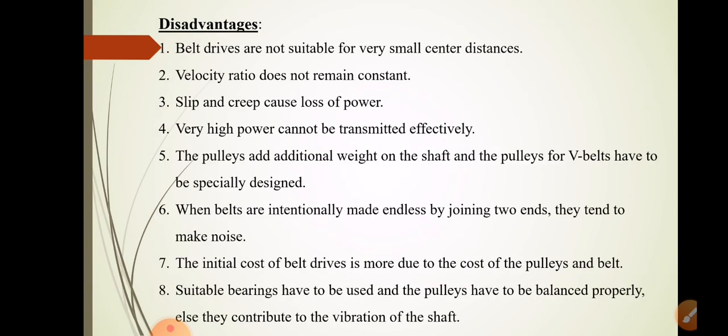Then there are certain disadvantages also, like they are not suitable for very small center distances. Then the velocity ratio does not remain constant, there is a variation. And slip and creep cause loss of power. What slip and creep are, we will discuss in the subsequent slides. Then very high power cannot be transmitted effectively. Then the pulleys add additional weight on the shaft, and the pulleys for V belts have to be specially designed. Sometimes it may so happen that if the pulleys themselves are very large in size and the shaft diameter is small, then the shafts may end up bending. So you have to be very careful while designing the shaft as well as the pulley.